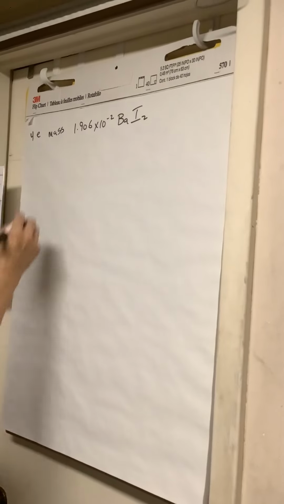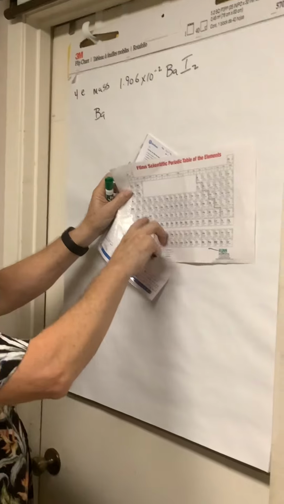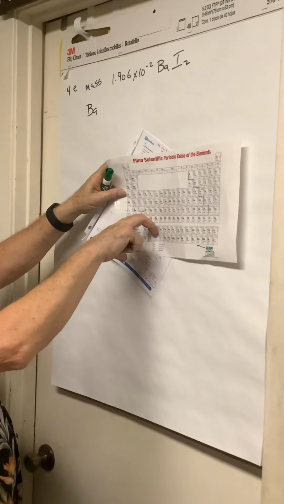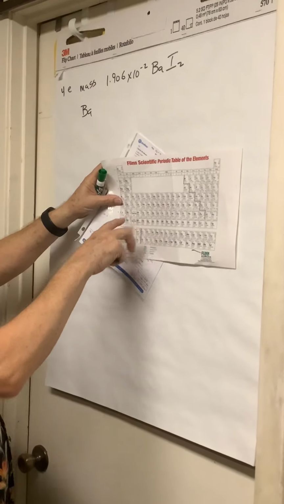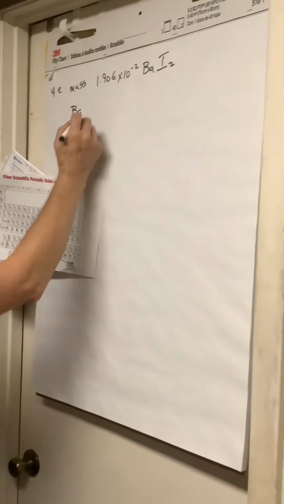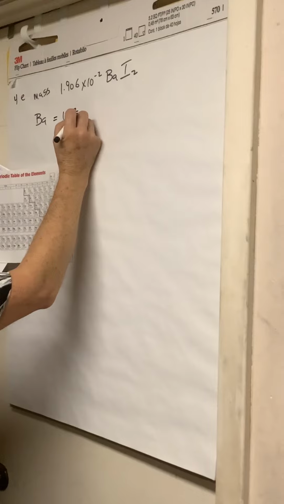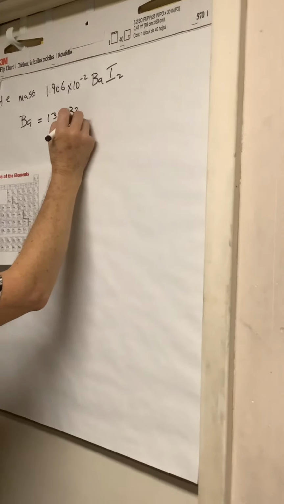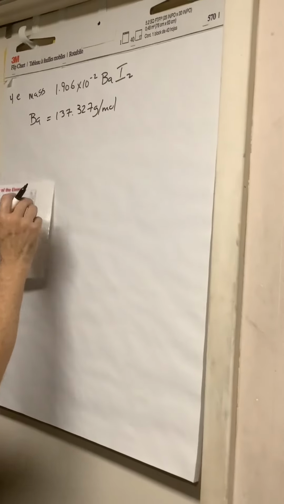So barium, if you look on the periodic table, it's a very heavy one. It's used a lot in medical imaging because it is so electron dense. It shows up as opaque on X-rays, so it's used in X-ray a lot. It's 137.327 grams per mole. And I'm going to make another comment about these formulas.